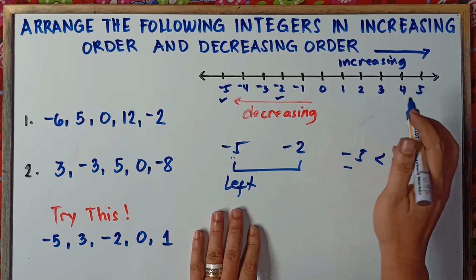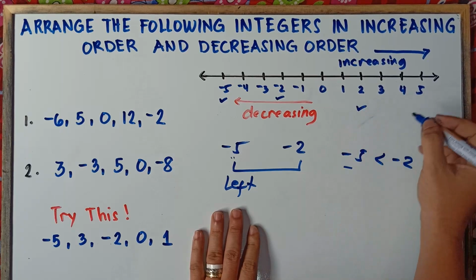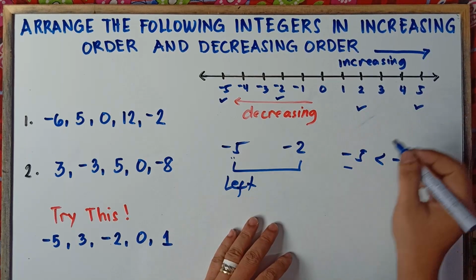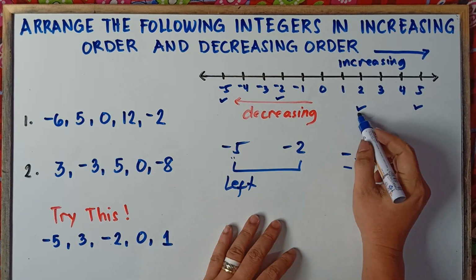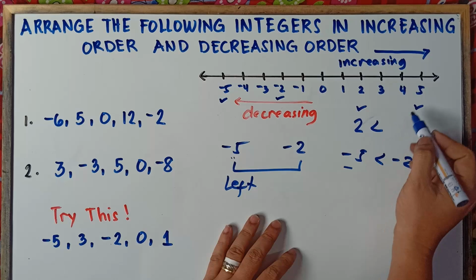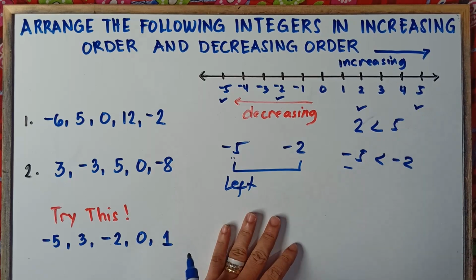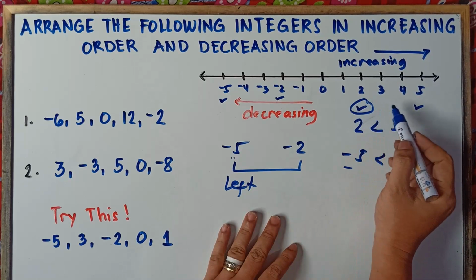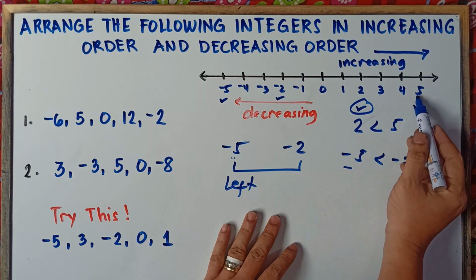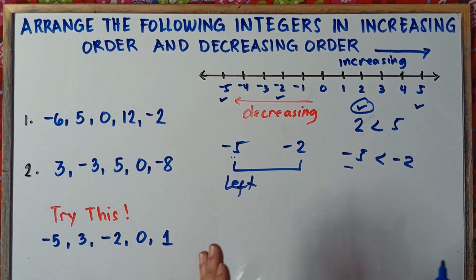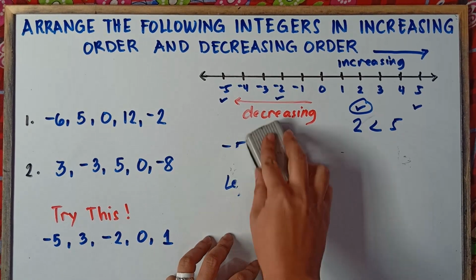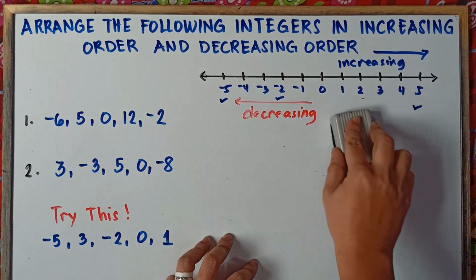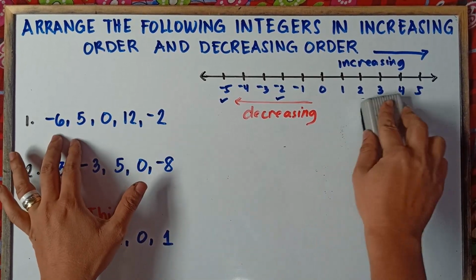We can also say, for example, positive 2 and then positive 5. Of course, we can say that positive 2 is less than positive 5. Question, why is that, sir? Because positive 2 is on the left of positive 5. So therefore, the numbers going to the left, those numbers are decreasing. If you understand this one, class, I'm sure it's very easy to arrange this.